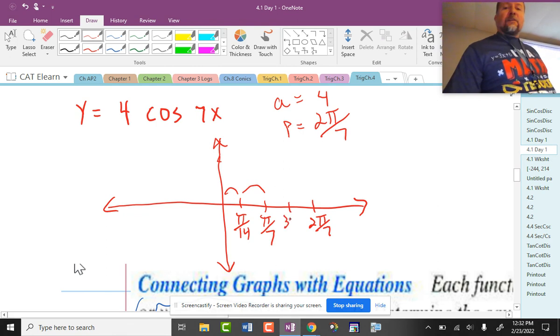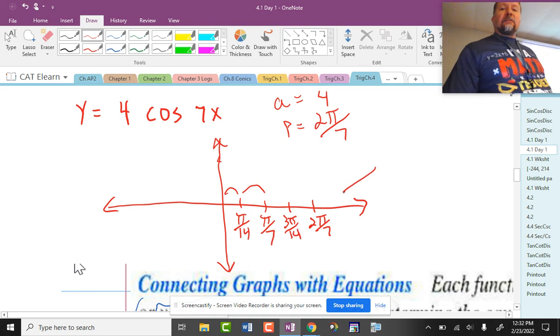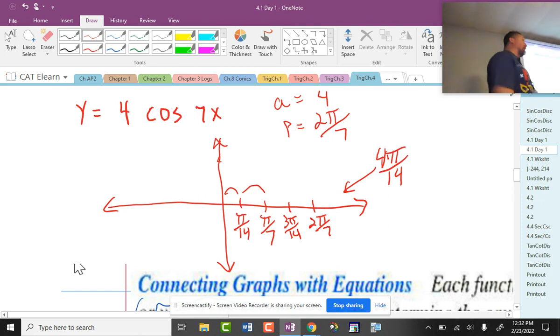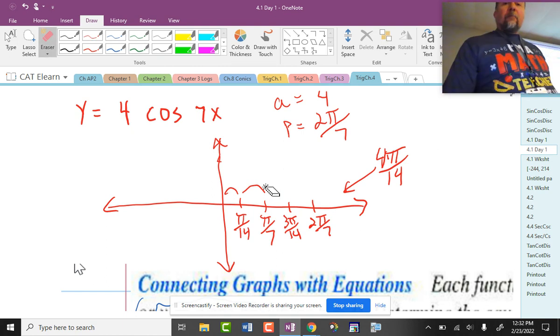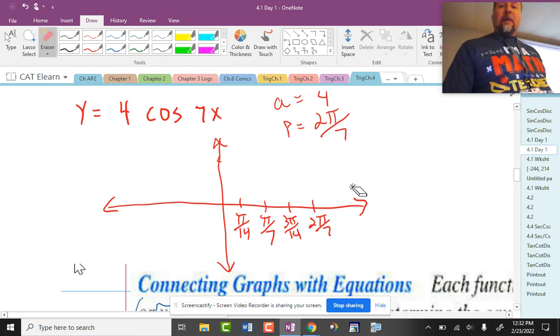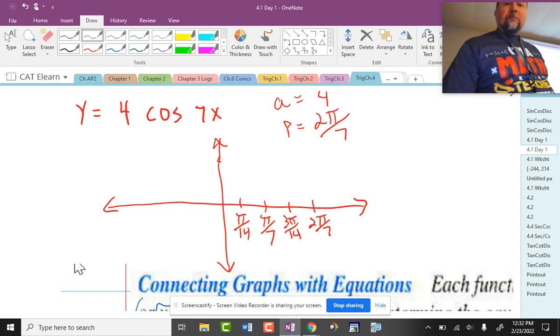3 pi over 14. And just to make sure, is this 4 pi over 14? I don't know why I did that. 4 pi over 14 reduces to 2 pi over 7. So once you get this value, these are all pi over 14 away from each other. You can just keep adding pi over 14 until you get to that 3rd value. This is always how I find the 3rd value. All right? And then you just cut and paste for 2 periods.